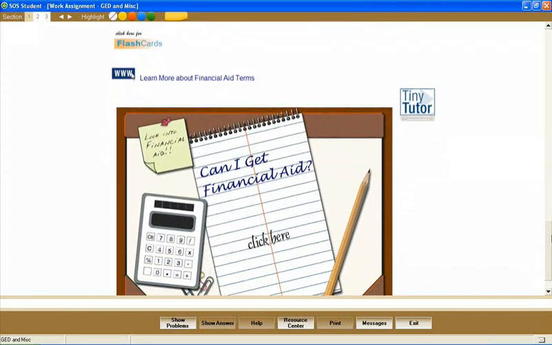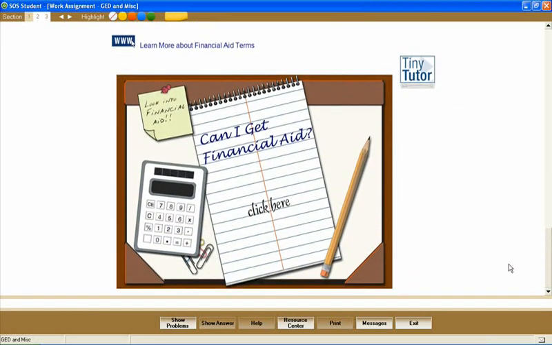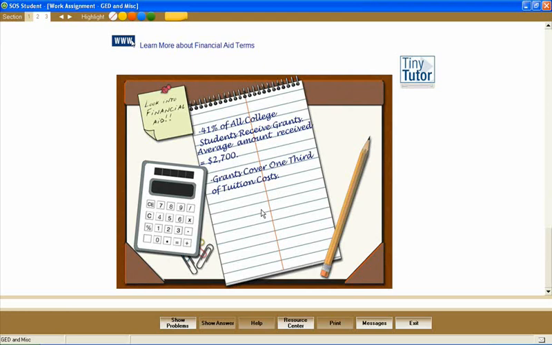Is it realistic for me to think that I'll receive financial aid? Sure, it's realistic. After all, 41% of all college students receive grants, but that doesn't include loans or work-study programs. And the average amount received with grants is $2,700. But that's not enough to cover all my tuition. No, grants actually cover about one-third of tuition costs.